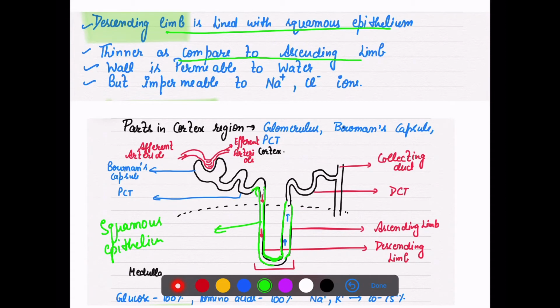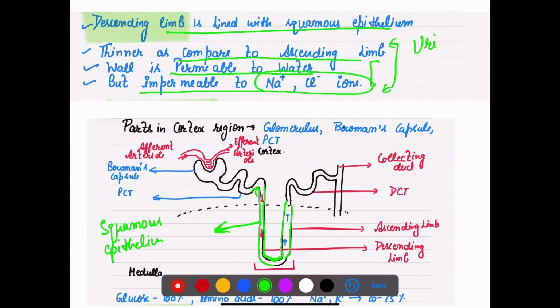Now this descending limb wall is permeable to water. It allows water, but it is impermeable to sodium and chloride ions. So the fluid here will be less concentrated because there will be more water here. Why am I saying these points? Because when we talk about urine formation, I am going to ask you each and everything. That is why we discuss them in detail, as they will help us during urine formation.